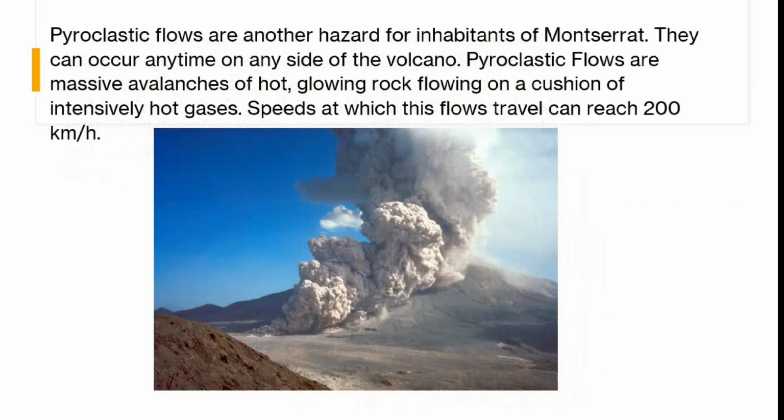Pyroclastic flows are another hazard for inhabitants of Montserrat. They can occur any time on any side of the volcano. Pyroclastic flows are massive avalanches of hot, glowing rock flowing on a cushion of intensely hot gases. Speeds at which these flows travel can reach 200 km per hour.